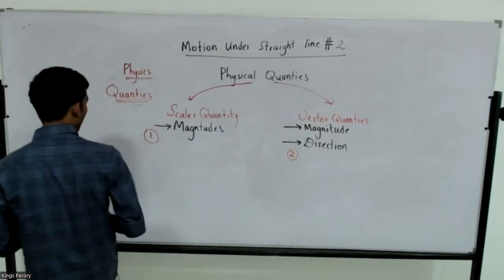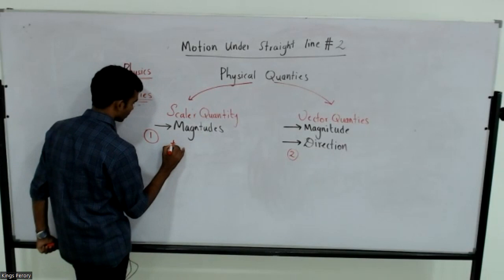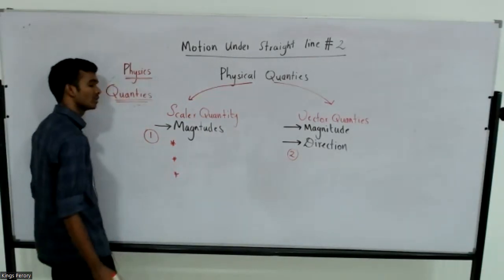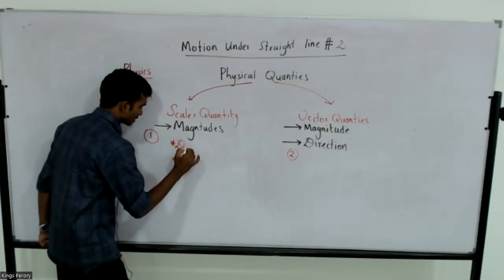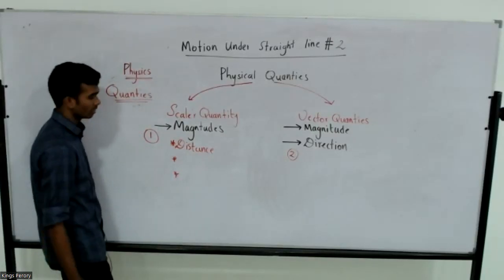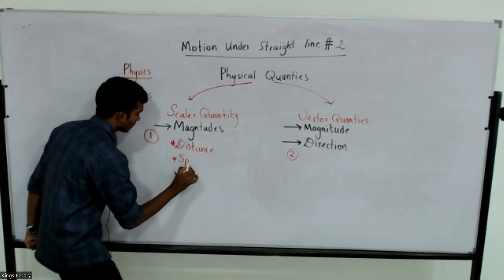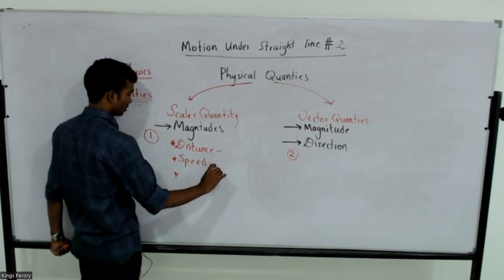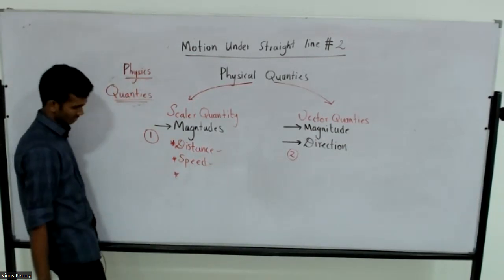What are the examples of scalar quantities? I'll write about three which we will be learning, some we will be learning today. Distance. Distance is a scalar quantity. What about speed? Speed is a scalar quantity. You will understand about them today because we will be discussing speed and distance.